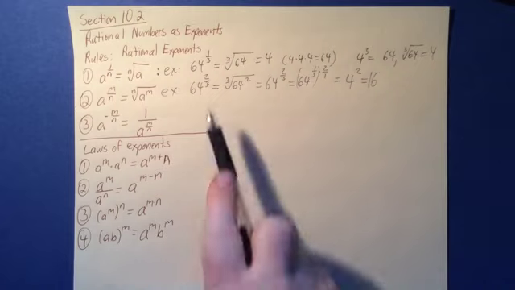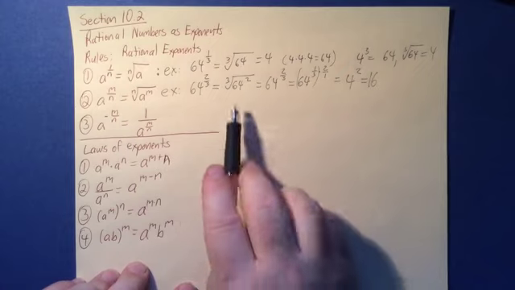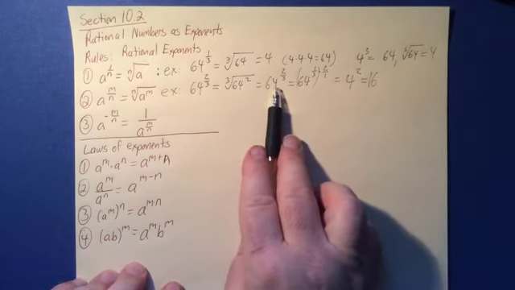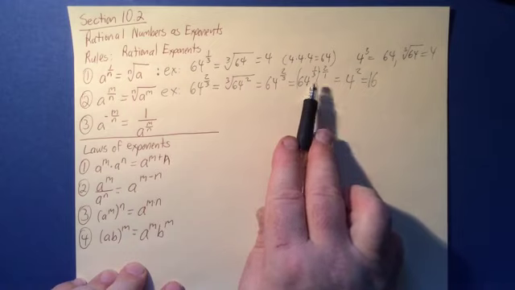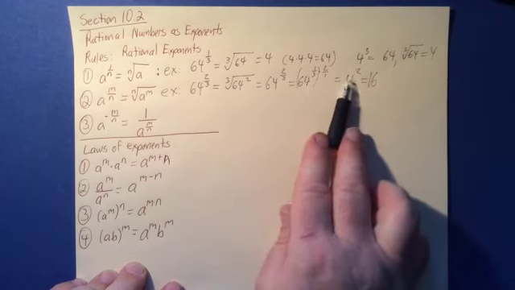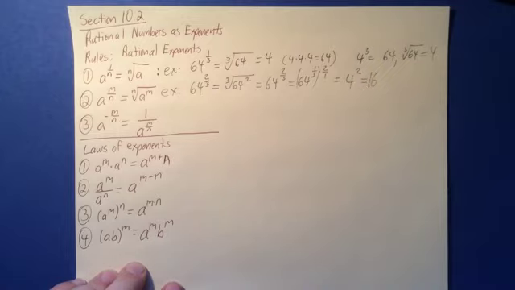So 64 to the 2/3, I can express as the third root of 64 squared, which I can go ahead and write in this form, split it up, take the third root first before I take the second exponent on the top, and get my final expression of 16.